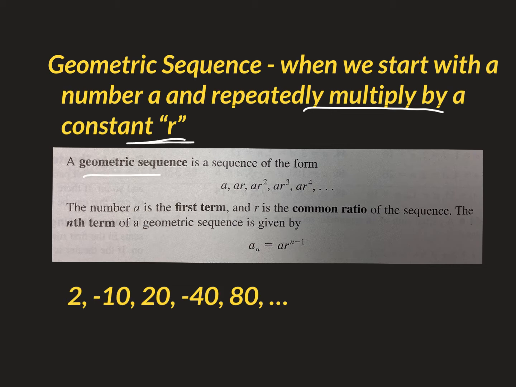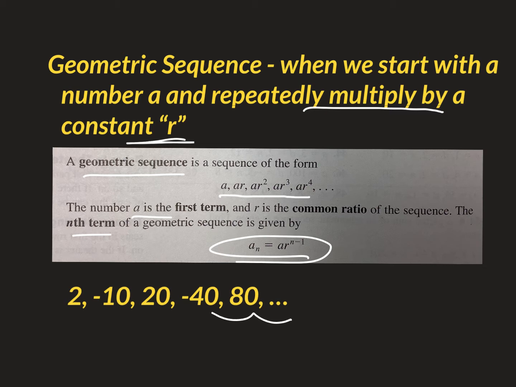Here's the book definition. A geometric sequence is in that form. If you look at it, basically you're raising R to the next power: A times R squared. Remember, A is the first term, R is the common ratio, and for the nth term, there's the big formula right there. The term you're looking for, the last term, is the first term times R to the n minus 1 power.